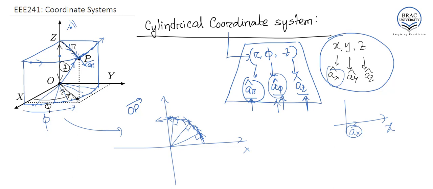And if this is the point we're talking about, this A phi vector will denote the direction of tangent drawn at this point. This is AR, the outward direction along the radial line starting from the z-axis. This is A phi, which is perpendicular to AR, because this is along the tangent line drawn at this point on the circle that we're traversing.